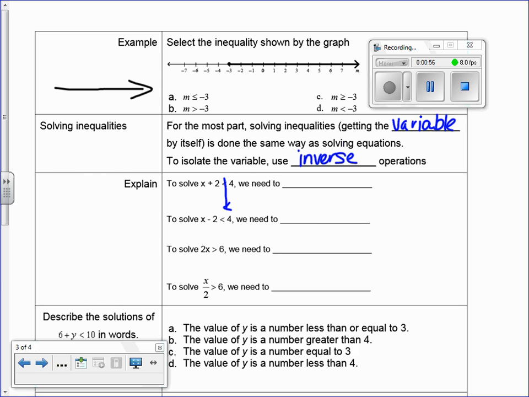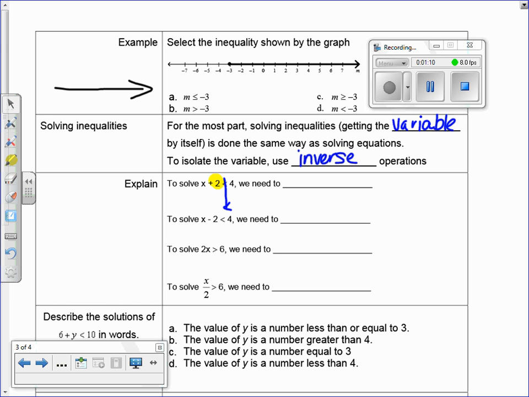Now, I have my add 2. I'm going to highlight that add 2. What's the opposite of add 2? Hopefully you said minus 2. Whatever we do to one side, we do to the other. Those scratch out, and I have x less than 4 minus 2, which is 2. So in order to solve x plus 2 less than 4, we need to subtract 2.